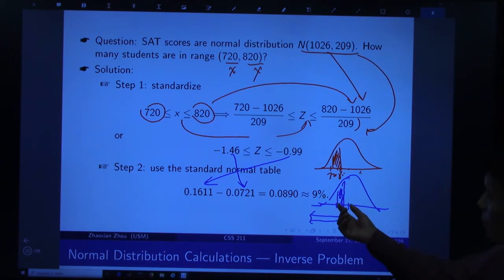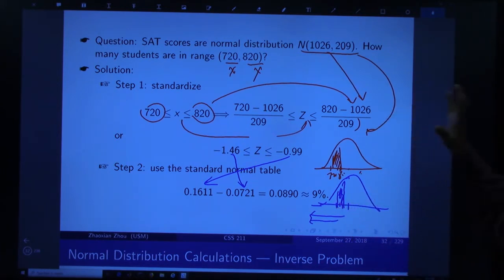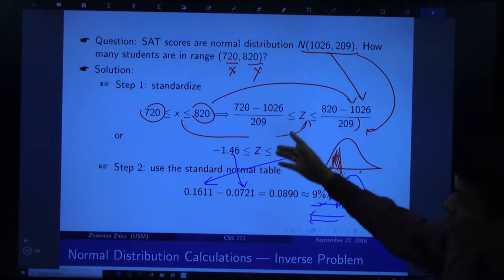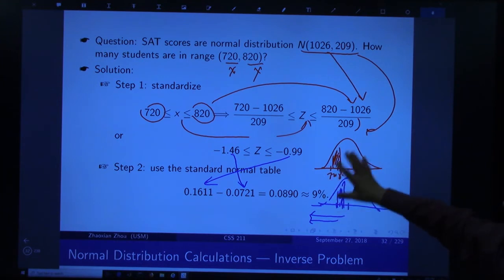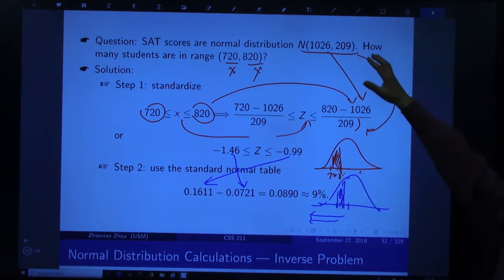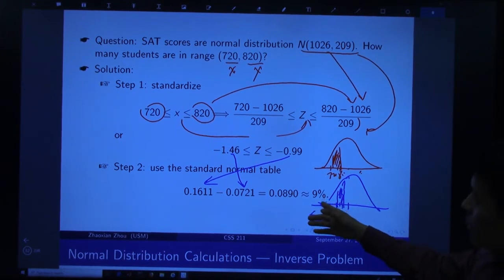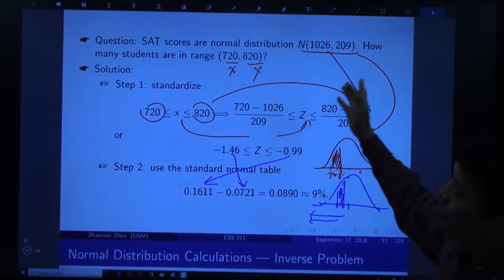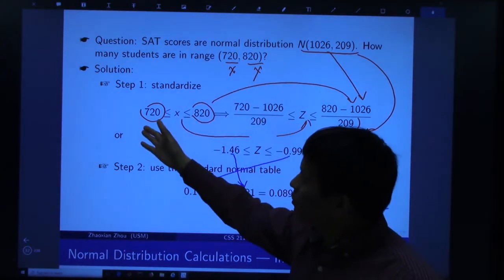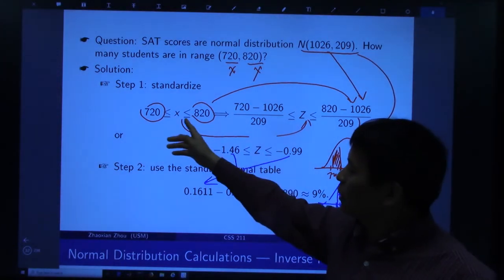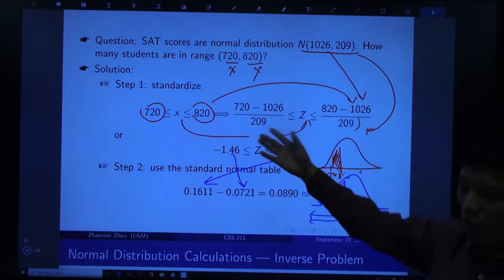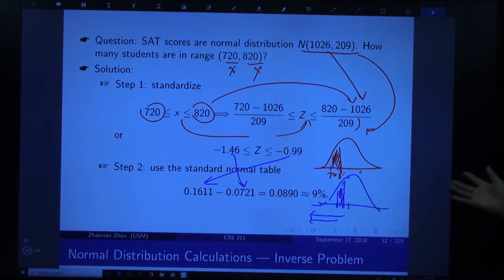And 9% is the proportion of data whose z-score is between these two values. Going back to the original question, this 9% is the proportion of students whose SAT scores are from 720 to 820. This is the beauty of standardization. Instead of directly calculating with 720 and 820, we deal with these z-scores and use table A to calculate all these proportions.